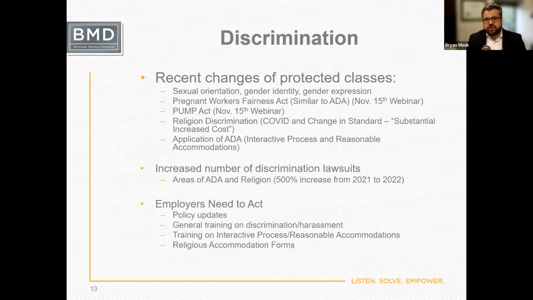There's been a couple of changes to the protected classes in discrimination over the last couple of years. As most of you recall, most of us are in at-will employment states, meaning you can fire an employee anytime you want for any reason, right? They come in 5 minutes late, you can fire them. But what you can't do is fire them for an illegal reason. So any reason at all, as long as it's not illegal, right?